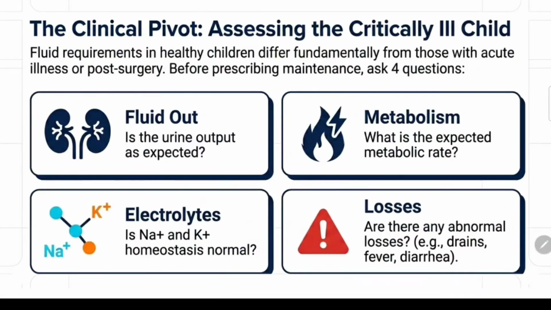Next, the clinical pivot, assessing the critically ill child. We have discussed the healthy child. Now we are discussing what assessment is needed for a critically ill child. You have to find out the fluid output, that is the urine output expected for the age and weight of the child, what the metabolic rate of the child is, what the electrolytes are, what the sodium and potassium status of the patient is, and what other losses there are, any abnormal losses like surgical drains, diarrhea, or vomiting. Any other losses should be calculated and added as per the requirement of the critically ill child.